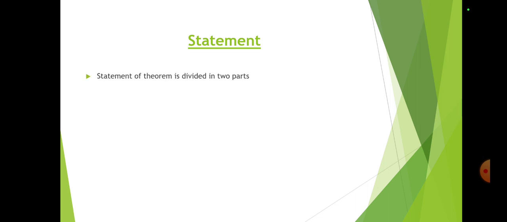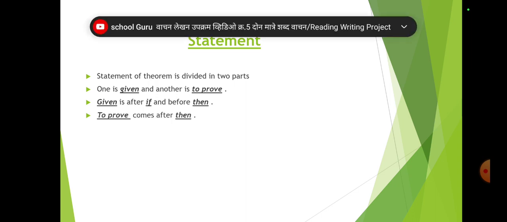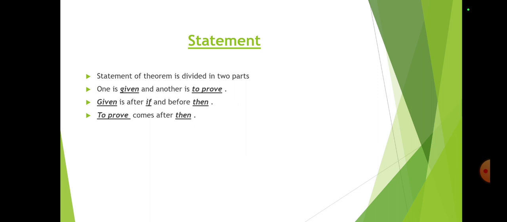It is divided in two parts. Now, which are the two parts? The first part is given and the second part is to prove. Now, how to identify the given part or the to prove part? The given part is the first part of the sentence of a statement, which is after the "if" and before the "then" connectors, and the to prove part comes after "then".